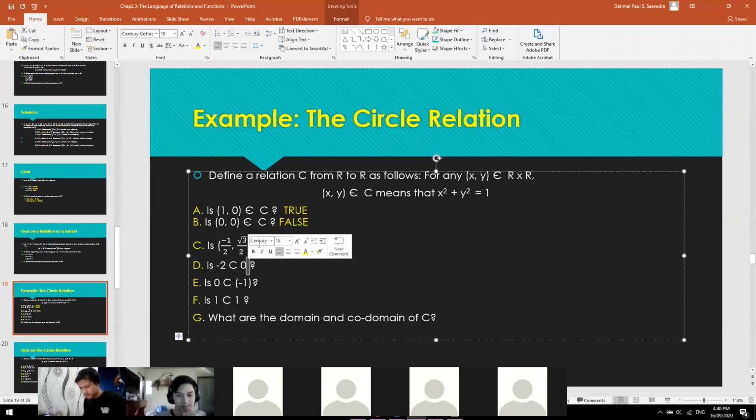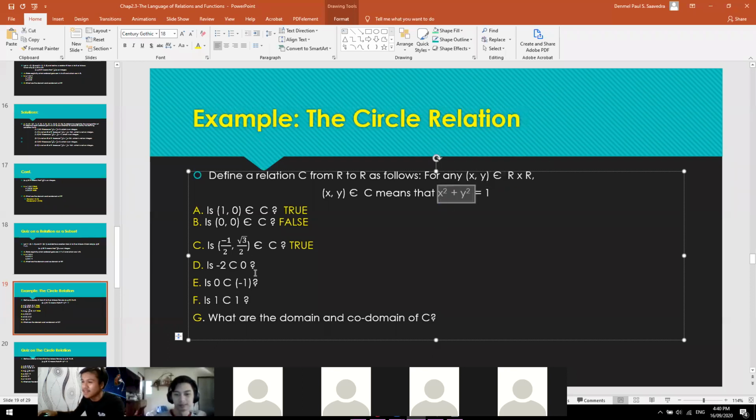Okay, how about letter D? Is negative 2 in relation with 0? No, sir. So, negative 2 raised to 2 is positive 4. So, dito pa lang masyado nang malaki yun. So, 4 plus 0 is not equal to 1 anymore. So, this one is false.